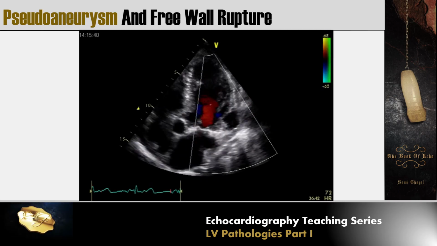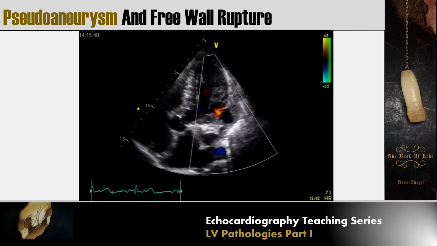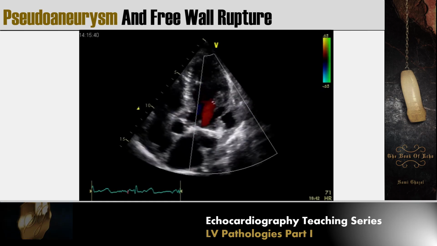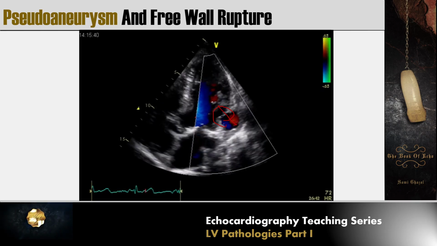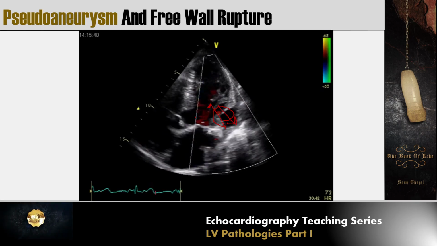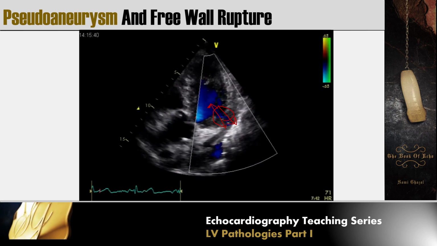Now, same patient, when adding color and with a little bit of angulation, you can see the short neck, you can see the flow to and from the pseudoaneurysm, and that shelf-like communication. You will see here all the characteristics of a pseudoaneurysm.